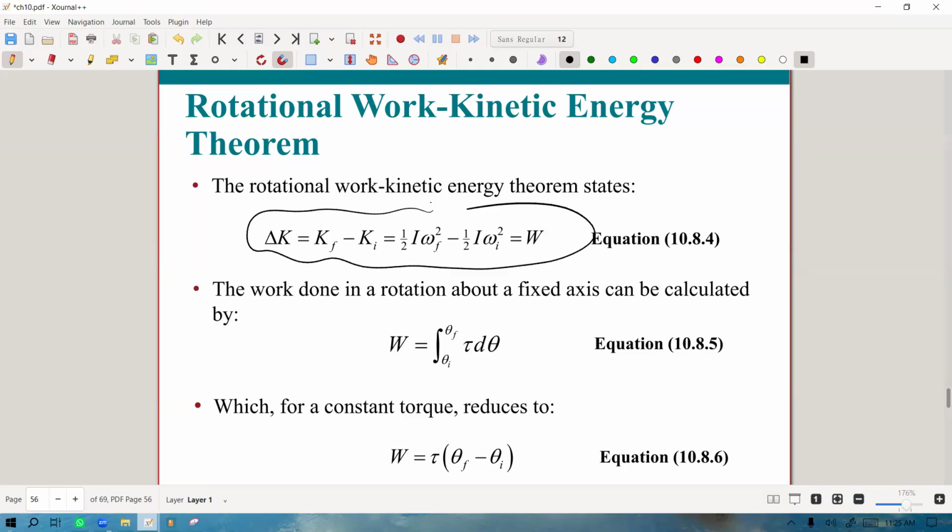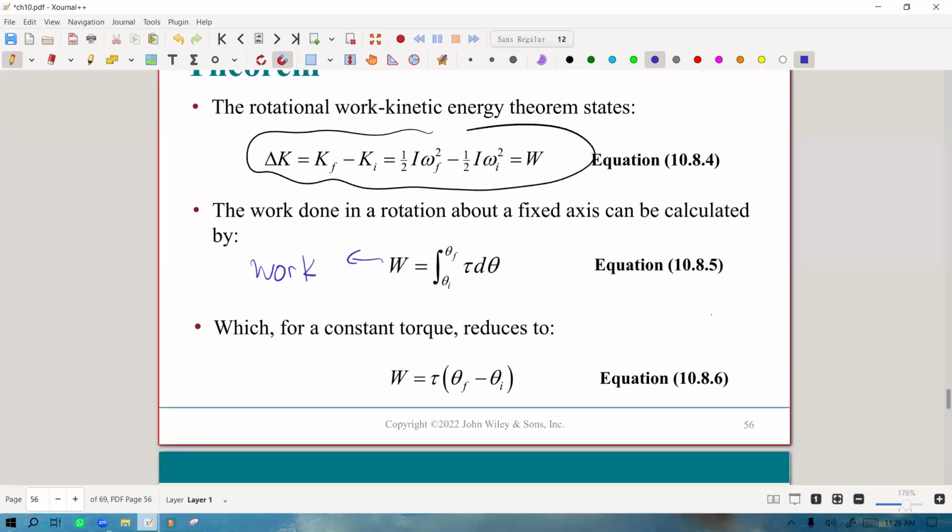The work done in rotation about a fixed axis can be calculated by W equal to the integral from theta initial to theta final of tau d theta. Tau is the torque and theta is the angle, right? So the constant torque reduces to tau times theta final minus theta initial.